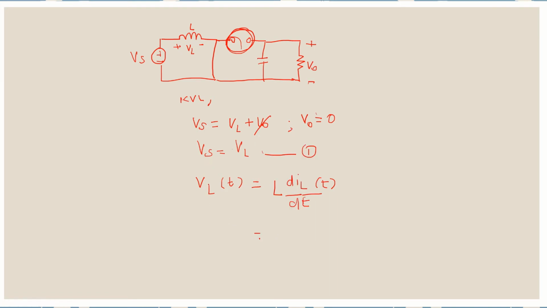Okay, so now let's assume the VL is actually VS. So VS divided by L, which means you just bring L to the other side and you get, in terms of dIL over dt, another equation. Okay, so this is very important. The equation number 2 is very important because this indicates the slope of the IL. So this is positive, so it indicates the slope of IL.